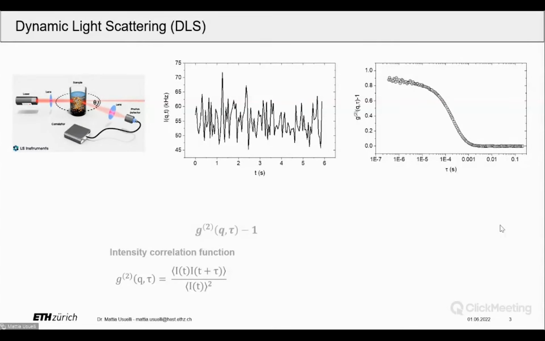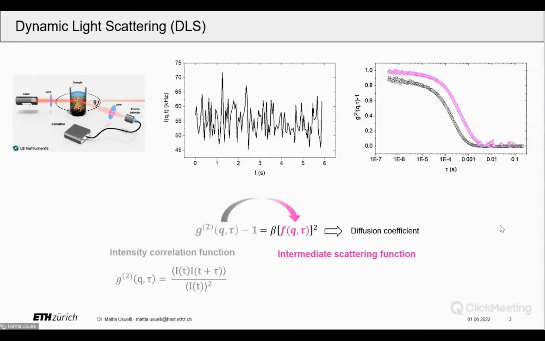Afterwards, to interpret this data, we actually need a model. We need to describe it and treat it. The usual way this is done is that we go from the intensity correlation function through the Siegert relation to the intermediate scattering function, which is related to how the scattered electric field interacts with itself. From the intermediate scattering function, in traditional dynamic light scattering experiments, we can extract the diffusion coefficient, or information about the motion of the objects in our system.